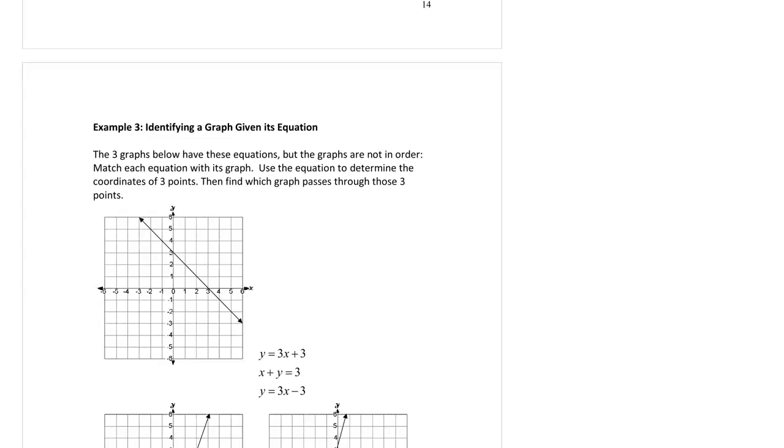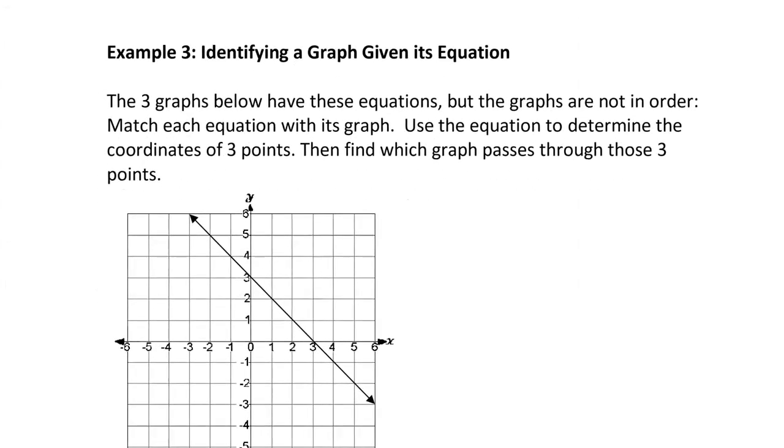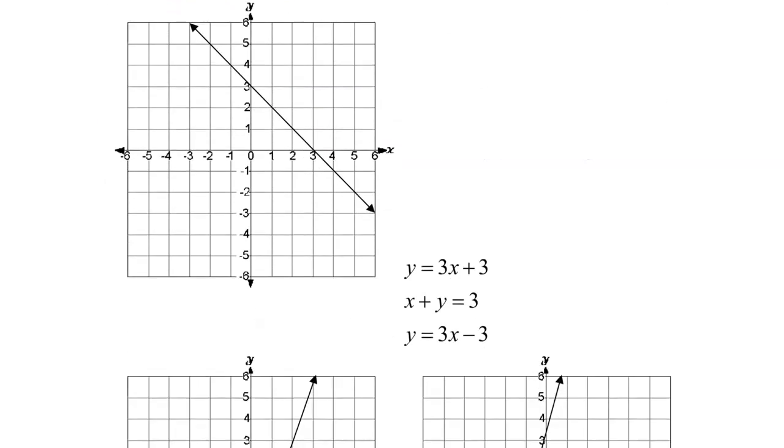Now we'll move over to our last page. We're looking at example 3, which is identifying a graph given its equation. The 3 graphs below have these equations, but the graphs are not in order. So we're going to match each equation with its graph, use the equation to determine coordinates of 3 points. This is important here. We're going to look at 3 different points for each equation, and then we're going to find which graph passes through those 3 points specifically.